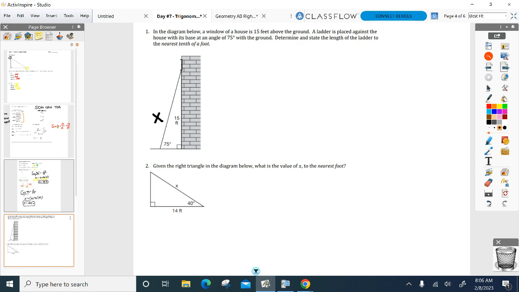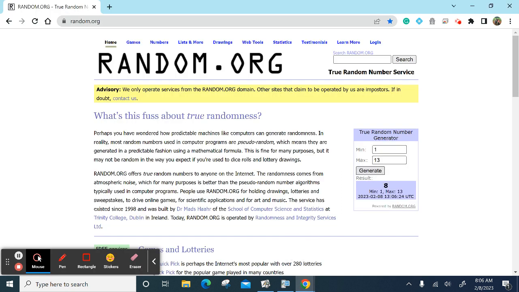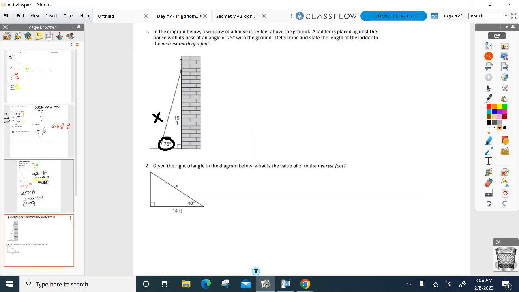All right, help me out. We're going from 75. Somebody identify what's the 15 and what's the x up here. What side is 15? Great job. And how about x? Good job, Sophia. Opposite and hypotenuse. Good. We have O and H.